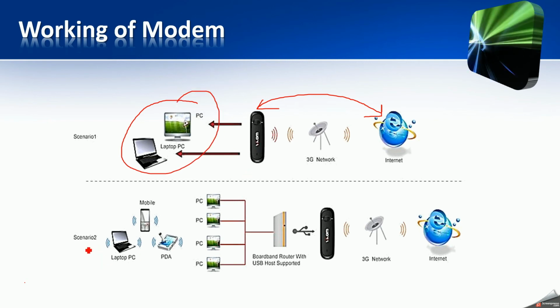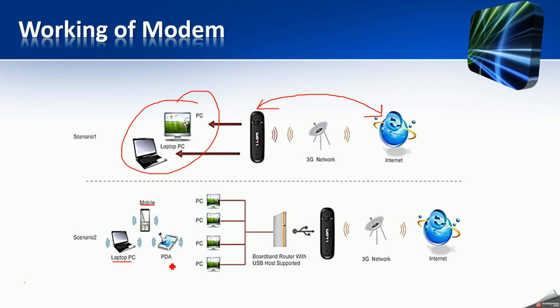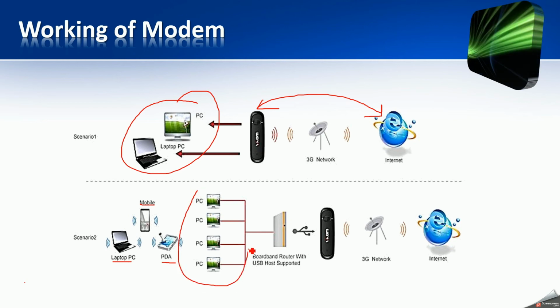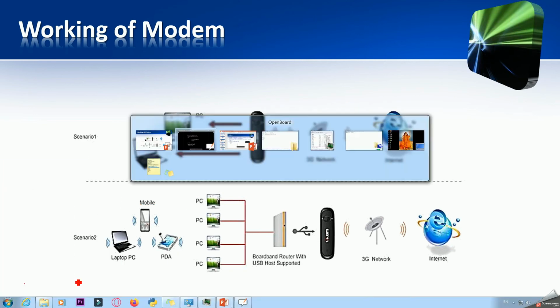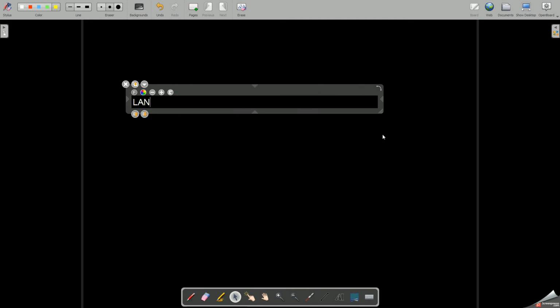and this way internet connection can be accessed on various devices. Now in the second scenario, normally our homes contain multiple devices like laptops, mobiles, PDAs, that is personal digital assistants, and multiple PCs. Here you can see it is a small network also known as LAN, that is a local area network.